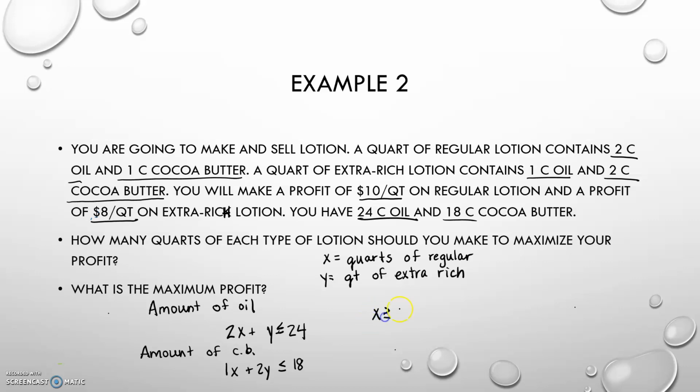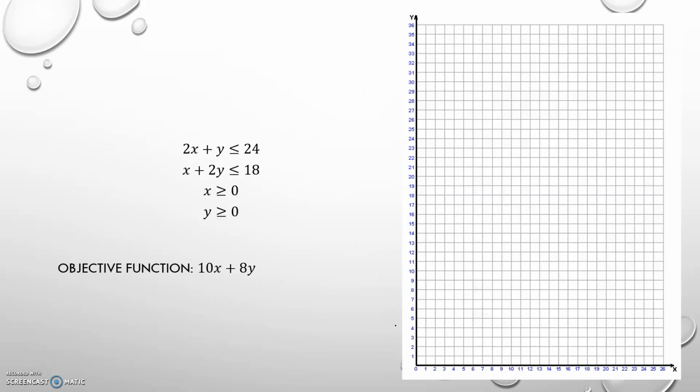Both X and Y need to be greater than or equal to 0 because you cannot produce a negative number of quarts of anything. That just wouldn't make sense. So here are our 4 equations. If we put them together, they look like this, and now we're going to graph them.